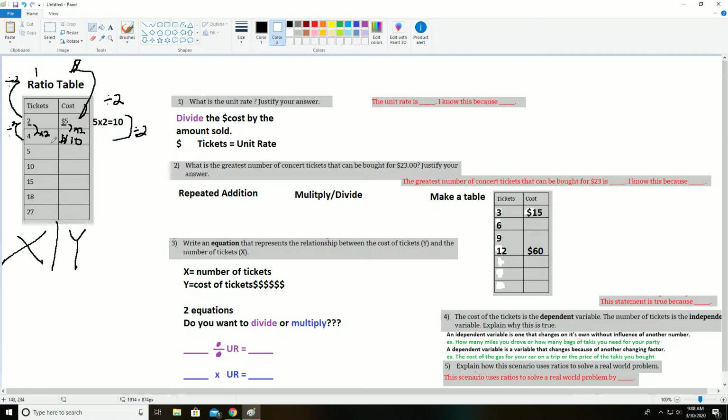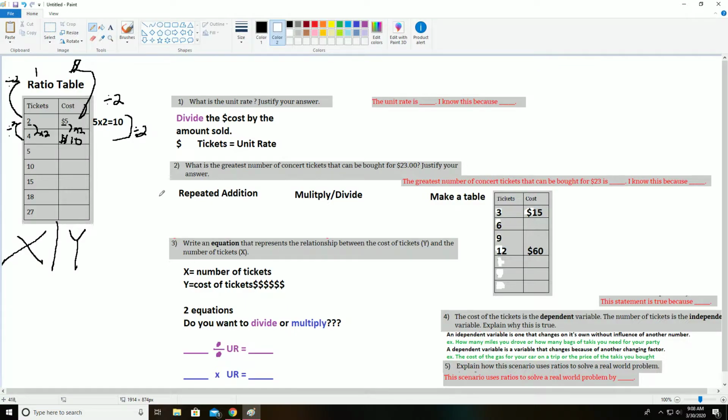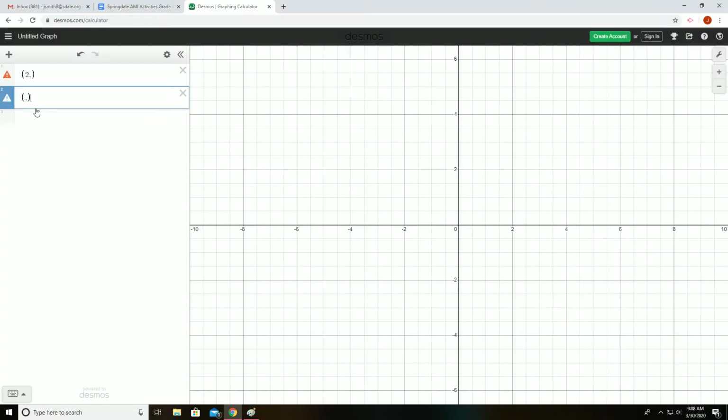So for example, my very first ticket price for X's is 2. So I'll go over here and I'll put 2. Go ahead and put my parentheses, put my comma in the middle, and I'll go to the left side. If you notice, my next number is 4. So I can put a 4 here. I'm going to just keep on going down.